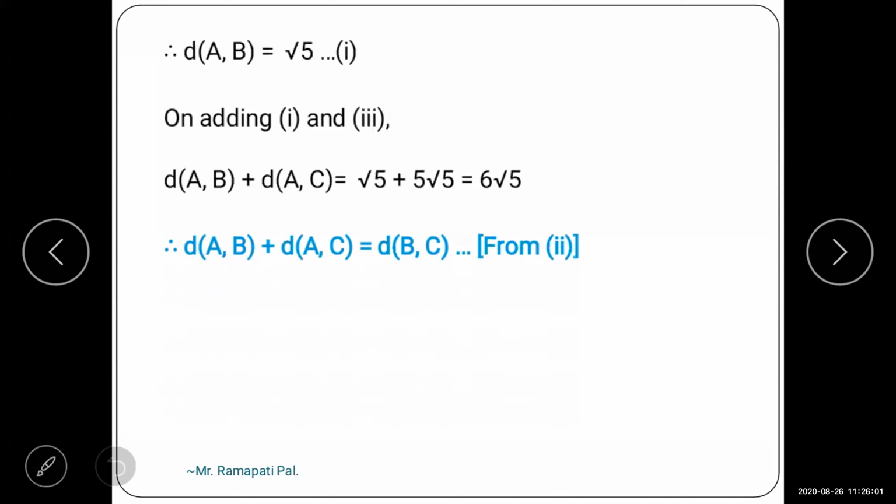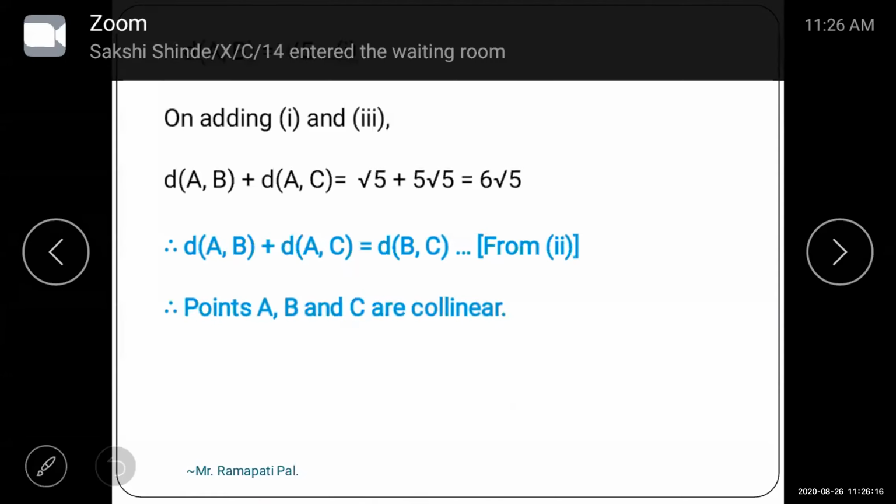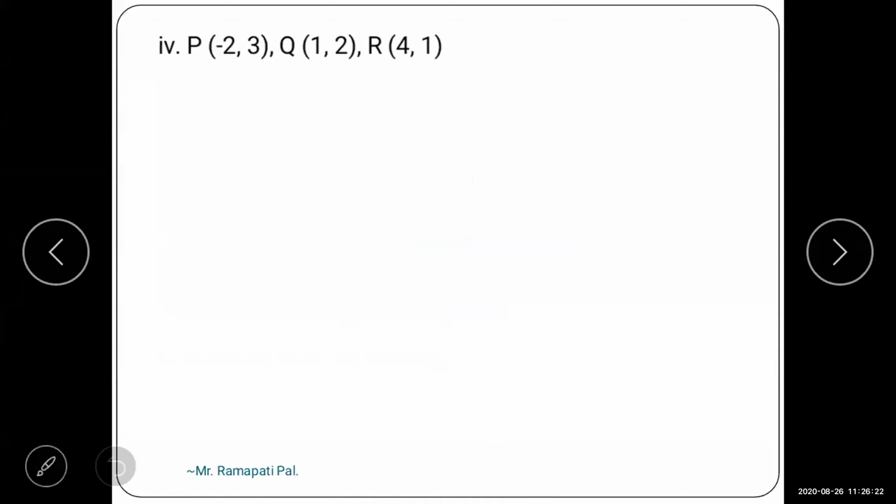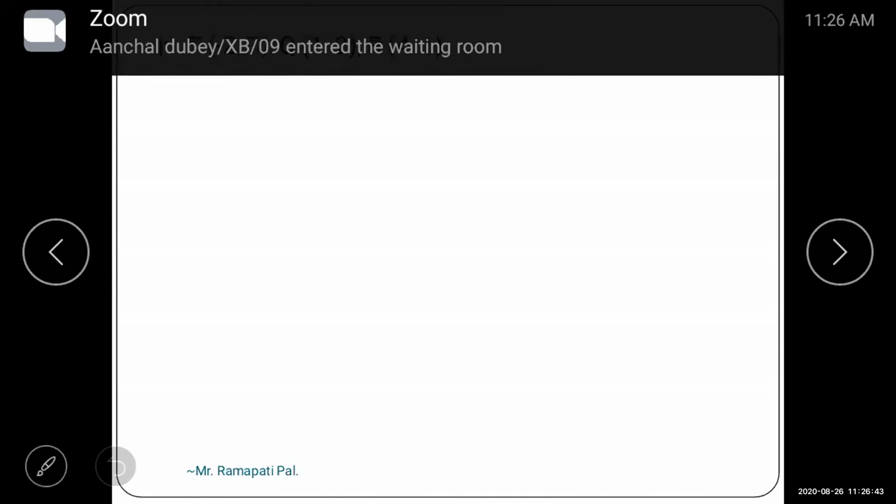Let's take the next question. Are you ready? We will take only one question here. Points A, B, C are collinear: P(-2, 3), Q(1, 2) and R(4, 1). You have to solve by using the distance formula. You have to find out first PQ, then QR and then PR. Is it clear? Can you do it?